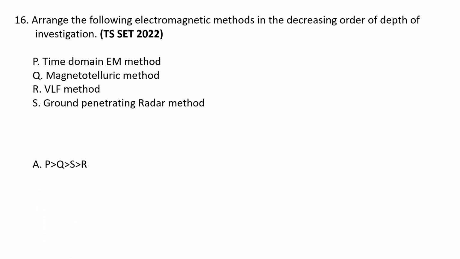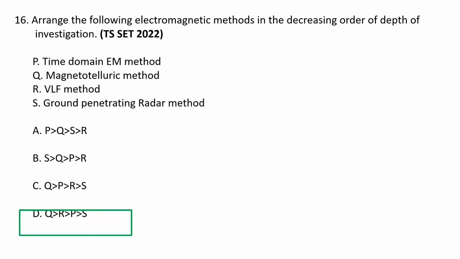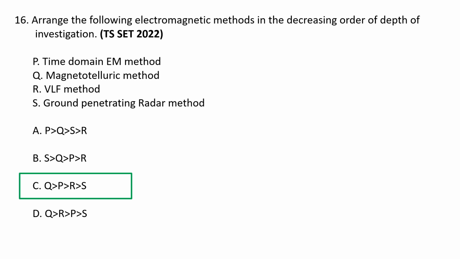So the choices given are A, P is greater than Q, Q is greater than S, S is greater than R. B, S is greater than Q, Q is greater than P, P is greater than R. And in C, Q is greater than P, P is greater than R, and R is greater than S. And in D, Q is greater than R, R is greater than P, and P is greater than S. So we have to arrange the order in the decreasing order of the depth of investigation.